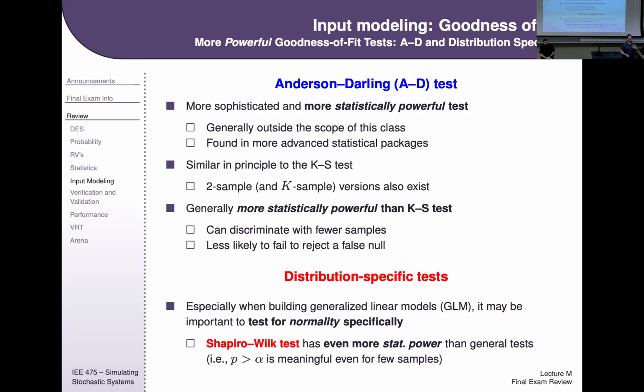So understanding that general philosophy is what I want you to get out of it: when do we need more power? Why might we want a distribution-specific test? Knowing that this is a popular test for normality and this is a popular generic test, I'm less worried about, but I'm just putting those up there as examples.